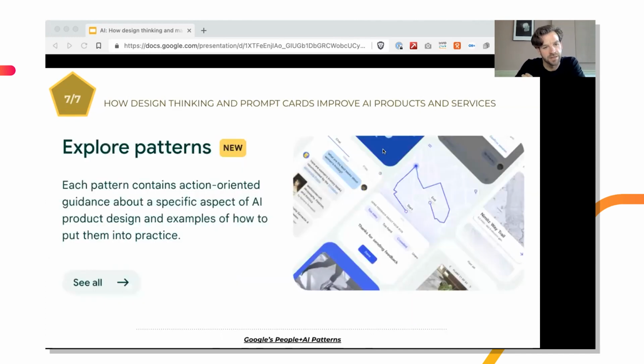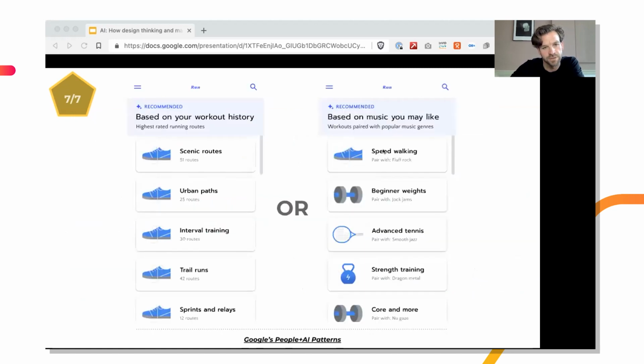Last one is patterns, AI patterns by Google. It's from the PAIR collection, as they call People and AI Research, and they provide all kinds of patterns, action-oriented guidance on AI product design and examples. Now they have these two examples, and it could be a quiz. So what would you consider a bad example, and what would you consider a rather useful example of AI when it comes to workouts and personalization with an app?